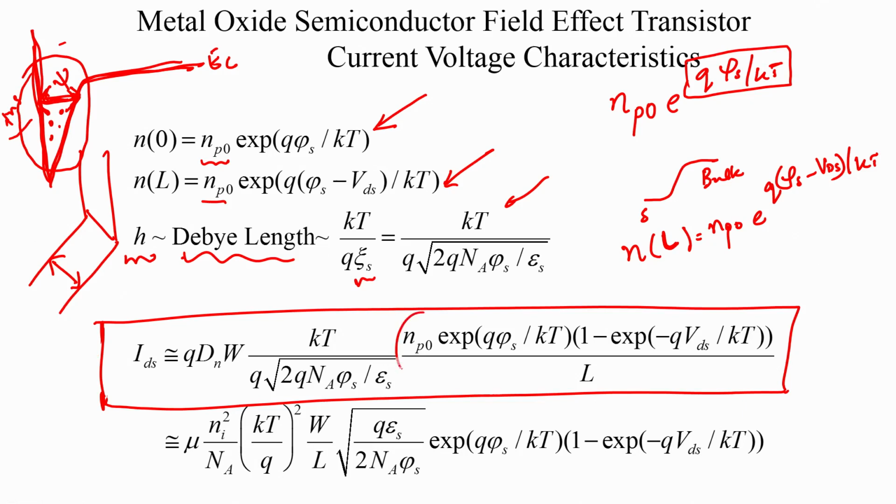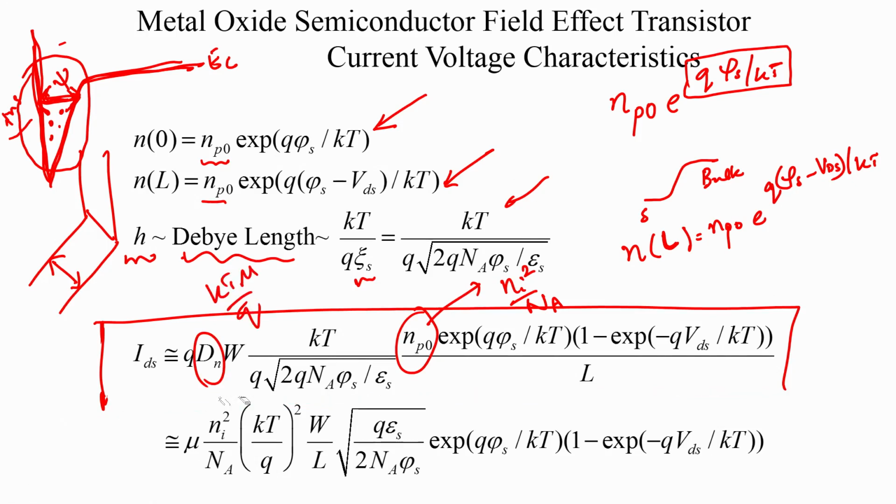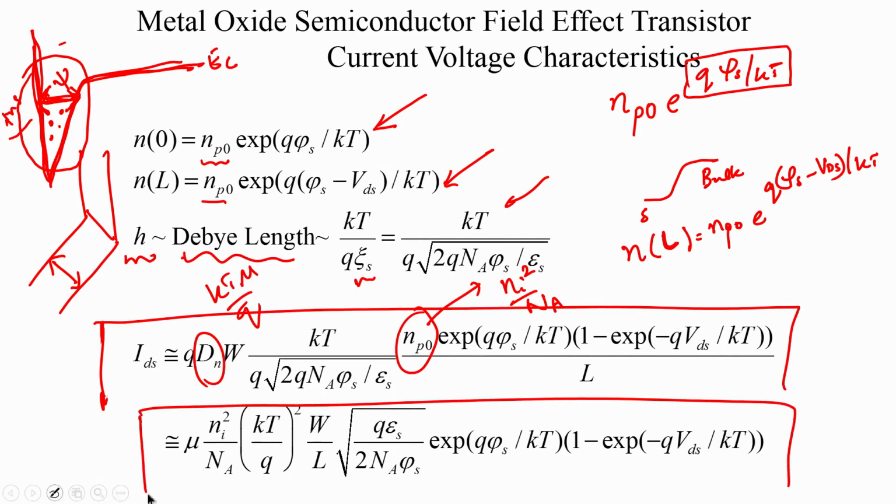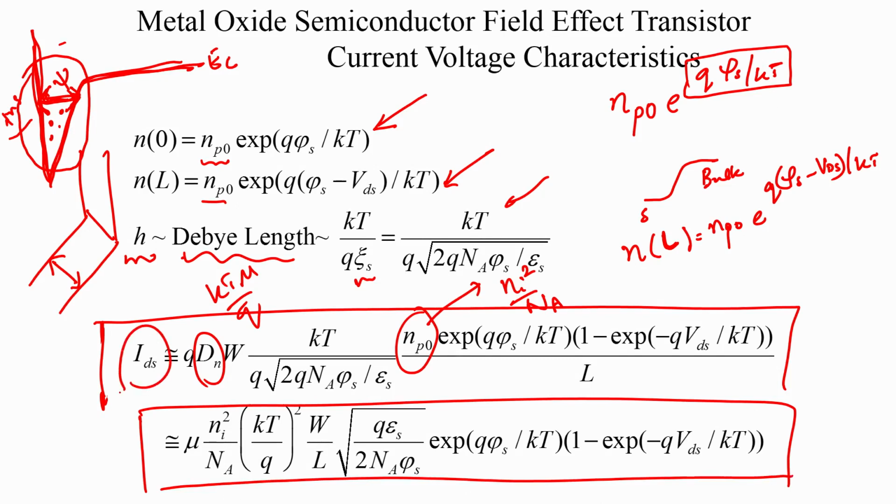Now, if you take NPO and say it is nothing but Ni square by Na, and if you say that Dn is kT mu by q, you can rewrite this expression in this particular form. Now, what is important to note is that the drain to source current does exist below threshold, and it is dependent on the aspect ratio, proportional to the mobility, and exponentially dependent on the surface potential, which in turn is dependent on the gate voltage, and it is exponentially dependent on the drain to source voltage. So, it is a very characteristic nature of the current in the subthreshold region. You have an exponential dependence on the gate voltage.